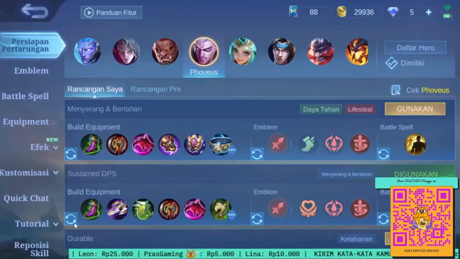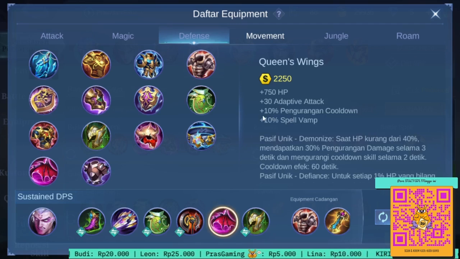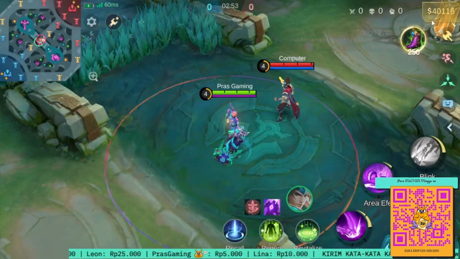Then the second source is from the item. 1. War Axe item with 12% SpellVamp. 2. Queen's Wings item with 10% SpellVamp. So after buying those two items, the SpellVamp percentage now becomes 40%.